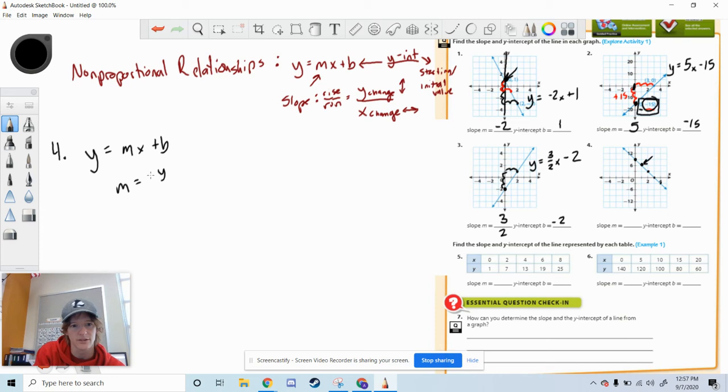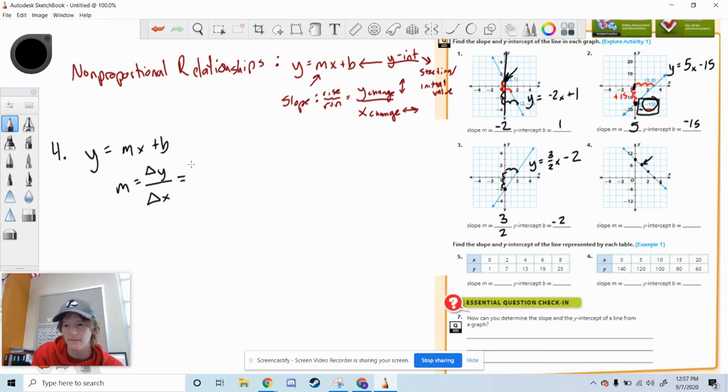M is the y change. And here I'm going to write a little triangle here. It means change. This means change in y over the change in x. It's more of like a high school notation to write change in. This is the y change over the x change. I'm just tired of writing the word change over and over again. And this is a symbol that we can use that shows change.